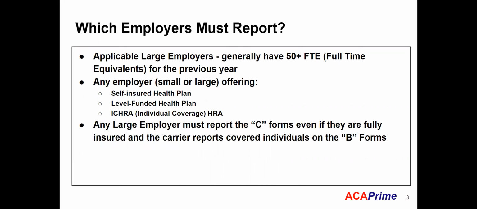Which employers must report? Applicable large employers. Generally speaking, you're talking about 50 plus full-time equivalents for the previous year. Any employer, large or small, offering a self-insured health plan, level funded health plan, or an ICHRA or individual coverage HRA. Any large employer must report the C forms, even if they're fully insured and a carrier reports covered individuals on the B forms.